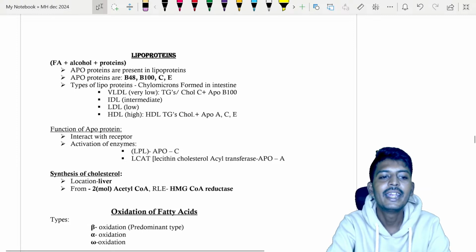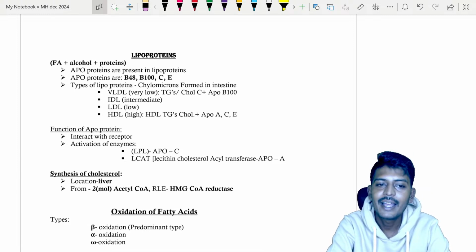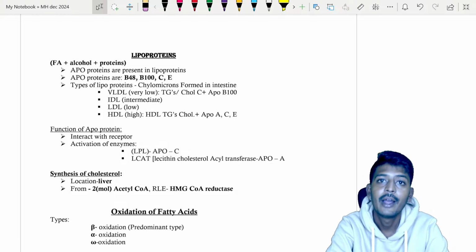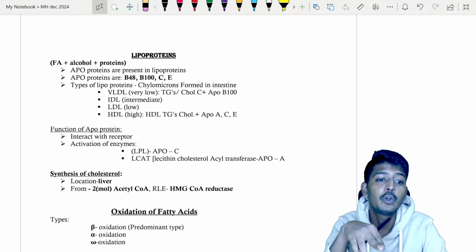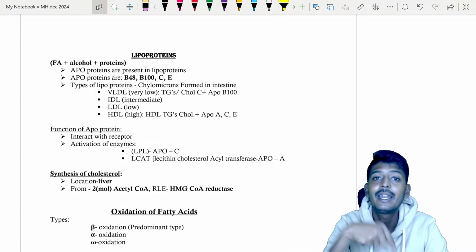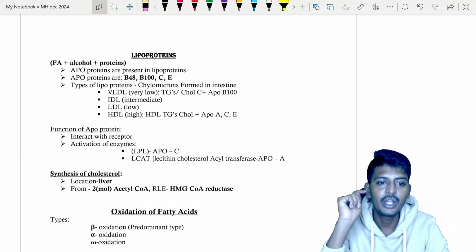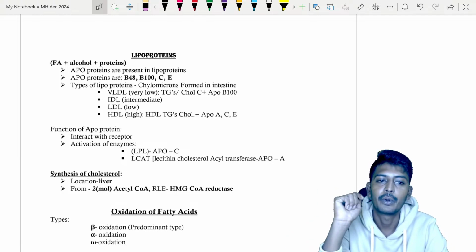Lipoproteins, my dear student, what is it made out of? Fatty acid, alcohol, and protein. Okay, fatty acid, alcohol, and if a phosphate group is there, it is a phospholipid. If carbohydrate is there, it is a glycolipid. If at all protein is present, then we will call it a lipoprotein.